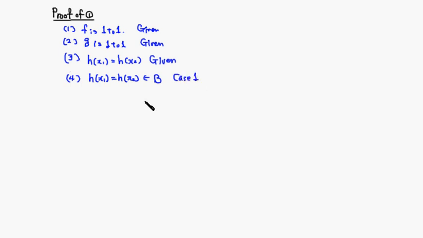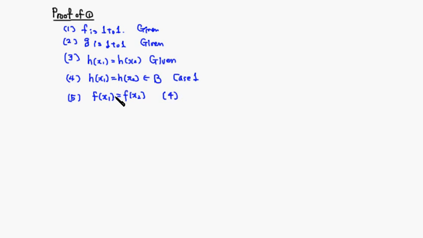Case number one. If it's in B, then the only function that hits B is f. So h of x1 is the same as f of x1, and h of x2 is actually f of x2, right? So that comes from line number 4.